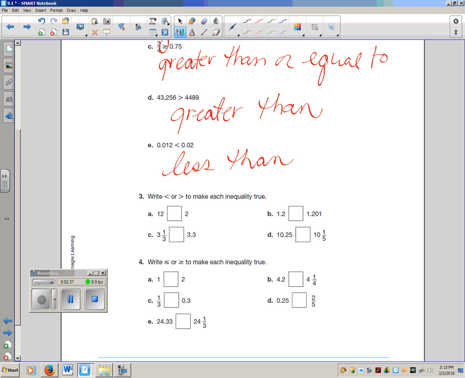Now we're going to use either greater than or less than. 12 is greater than. Remember, the mouth eats the bigger number. 3 1/3 is technically greater than, because 3 1/3 is 0.333. So I'm going to do greater than on that one. That's not a very good question. B, did C first. That is less than. 1 2/10 is less than 1 201. 10 1/5 as a decimal is 10.2. That is less than.